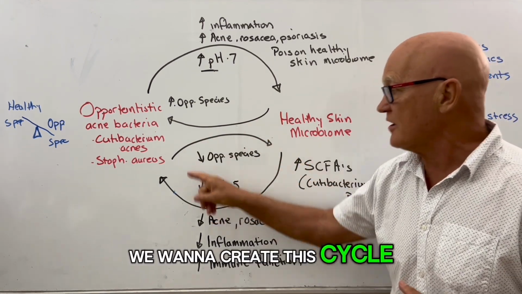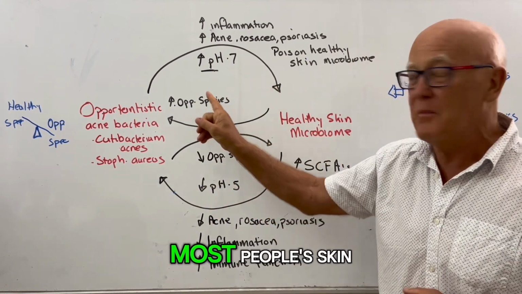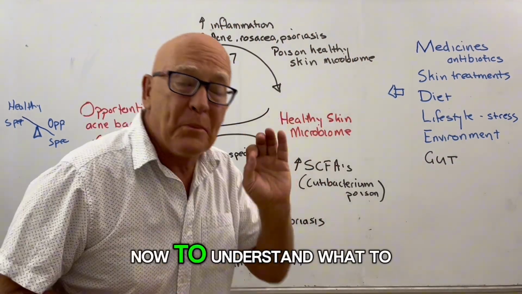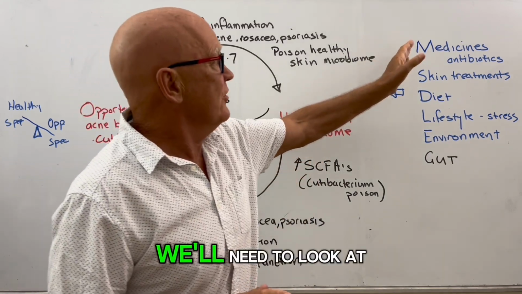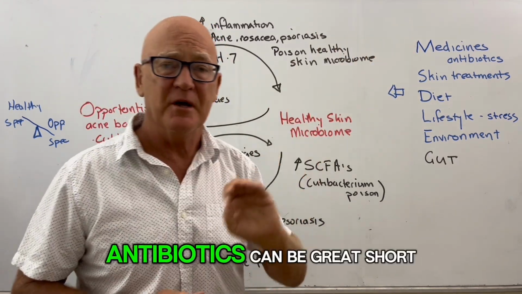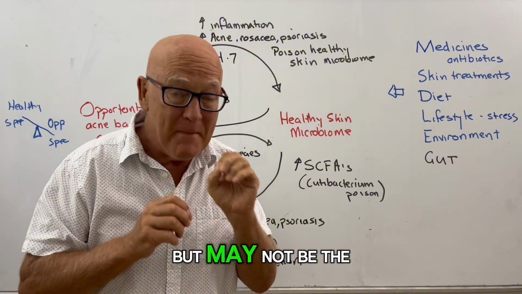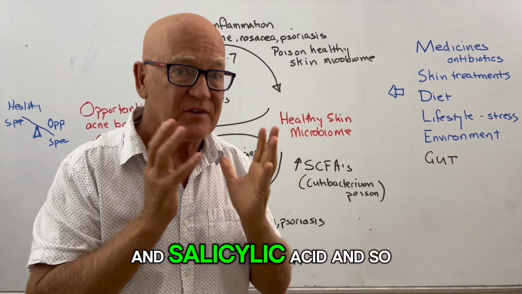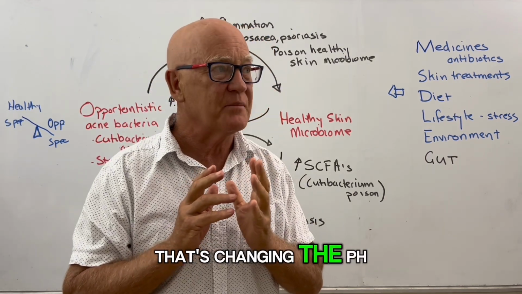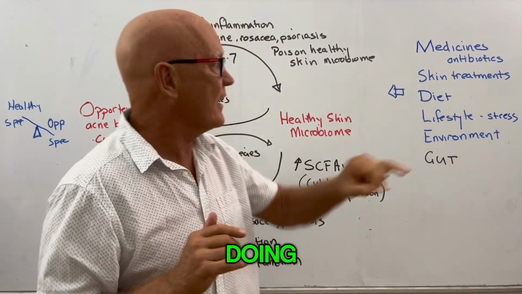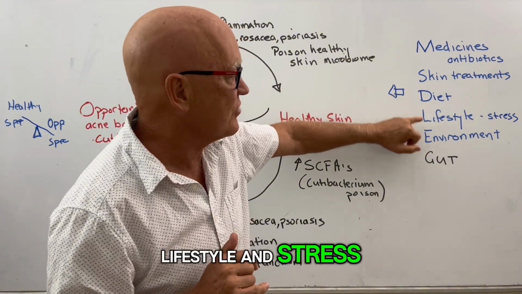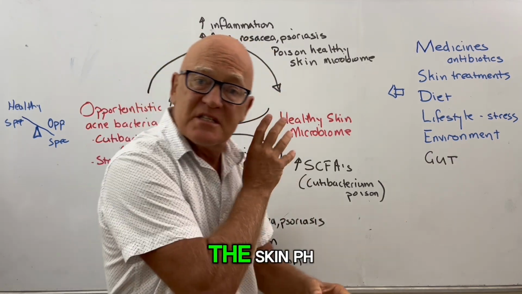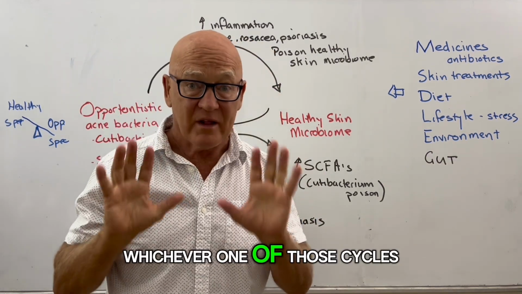We want to create this cycle here instead of this one, which is going on in most people's skin who have skin problems. Now, to understand what to do, we need to look at things like medicines and antibiotics. Antibiotics can be great short term, but may not be the solution. You'll understand that in a moment. Skin treatments, little spot treatments and salicylic acid and so on, and hold on, that's changing the pH, making it acid, yeah. But what else is it doing? Then you've got things like diet, lifestyle and stress, environment, and of course, gut.